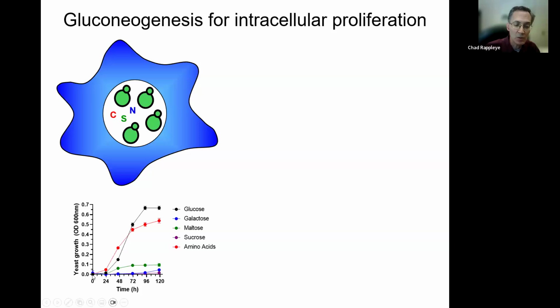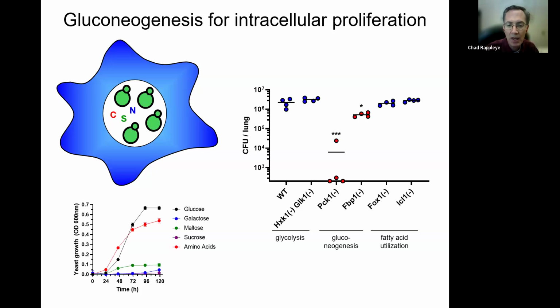The other one that it utilizes well is, of course, amino acids, you can see here in the red curve. And so we started to ask the question, which metabolic processes does Histoplasma use when it's growing inside of a phagocyte? And so we eliminated the functions of different metabolic pathways. Right here, you can see we've eliminated aspects of glycolysis, gluconeogenesis, as well as fatty acid utilization. And we looked at the ability of Histoplasma to cause infections in a lung.